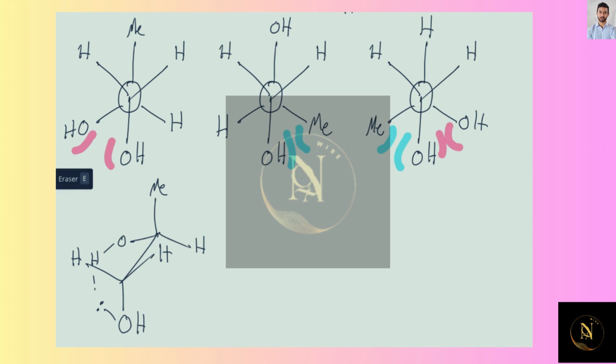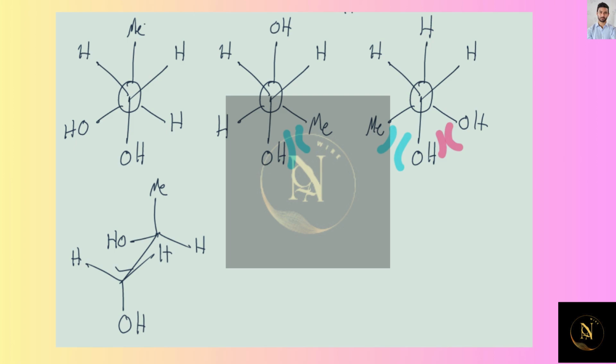So regardless of how you choose to draw it, I've drawn it in a way that highlights that, but that was just a point. This is how you would typically draw the sawhorse diagram. So this is the lowest energy conformer as a Newman projection, and this is the lowest energy conformer as a sawhorse.